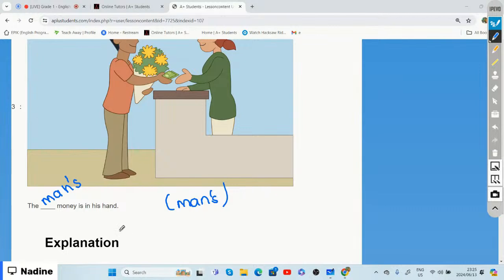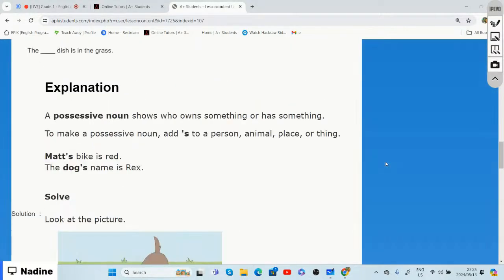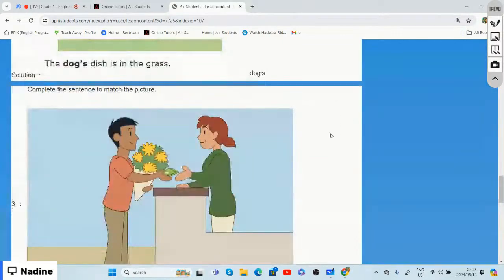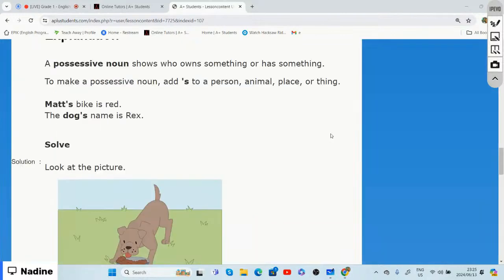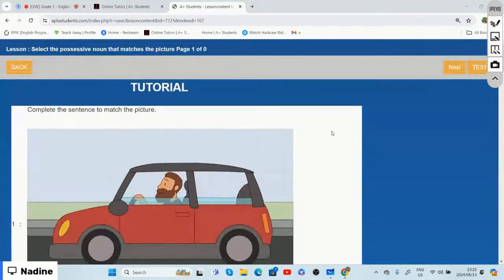So we can say that the man's money is in his hand, right? So he's got the money in his hand. So this man needs to then pay this lady for the flowers that he bought, right? Let's go next.